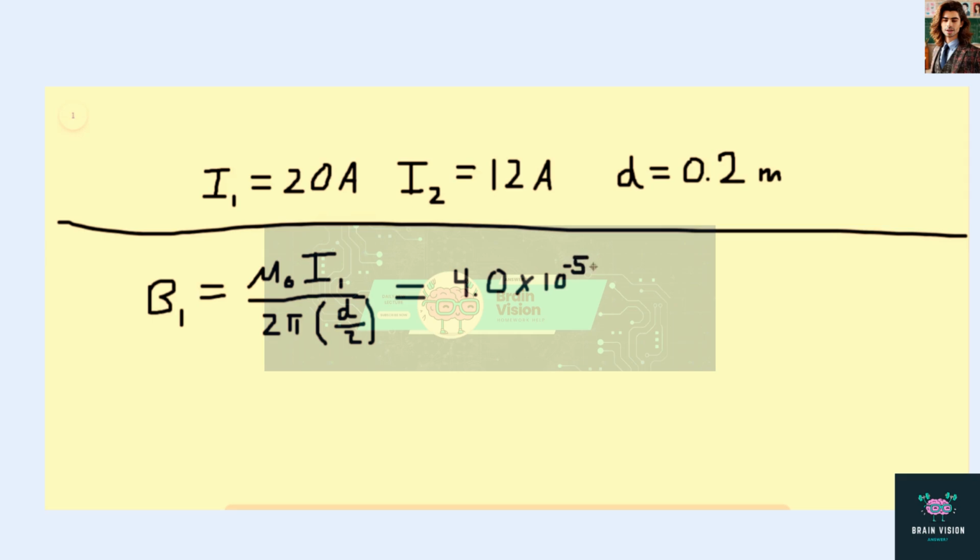Now we're going to do the exact same thing for the bottom wire. We'll call that magnetic field B2. It's the same equation, except this time our current here is I2, the current in the bottom wire. So it's mu naught I2 over 2 pi times the distance we're considering, which again is halfway in between the two of them. So this is d over 2.